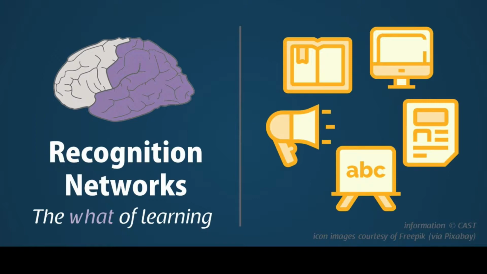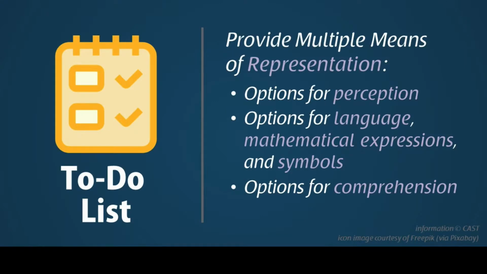And there's a computer screen to represent how information can be presented in a variety of formats, including videos and voice threads like this one. For each student, some of these formats serve as barriers while others are strengths. Because of that diversity, it's important to provide multiple means of representation. CAST breaks this down into 3 areas: providing options for perception, providing options for language, mathematical expressions, and symbols, and providing options for comprehension. We're going to dig into each of these a bit deeper next.